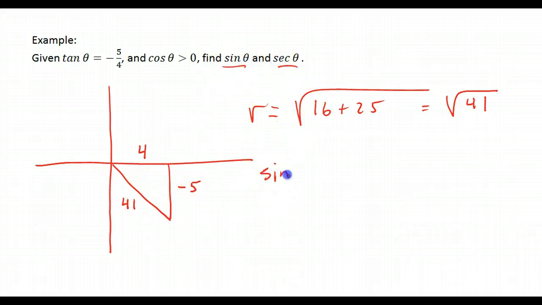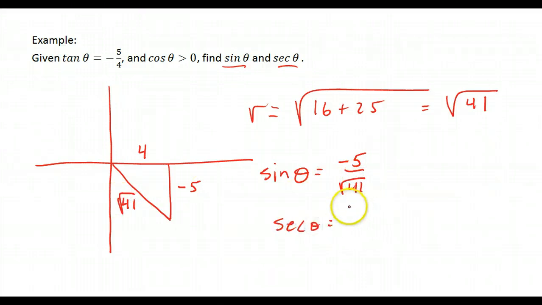The sine of theta is going to be y over r. That's negative 5 over the square root of 41, not 41, right? And the secant of theta is going to be r over the adjacent, over x. So that's the square root of 41 over 4.